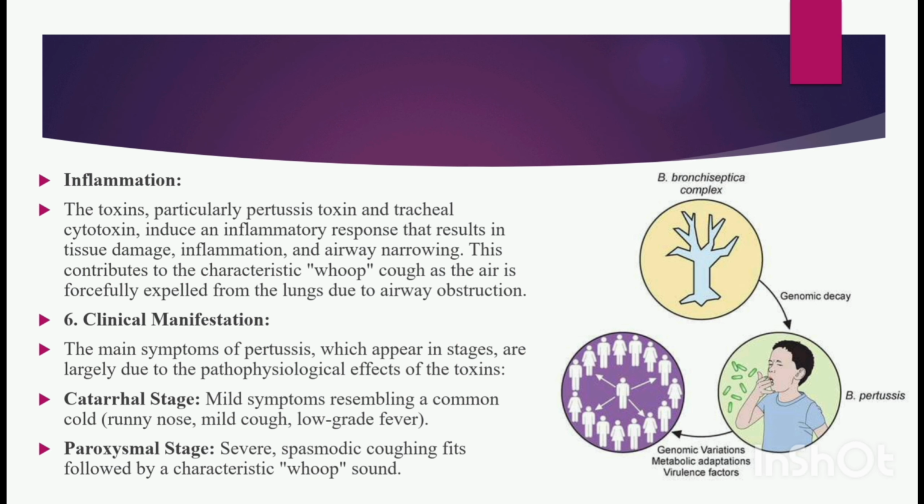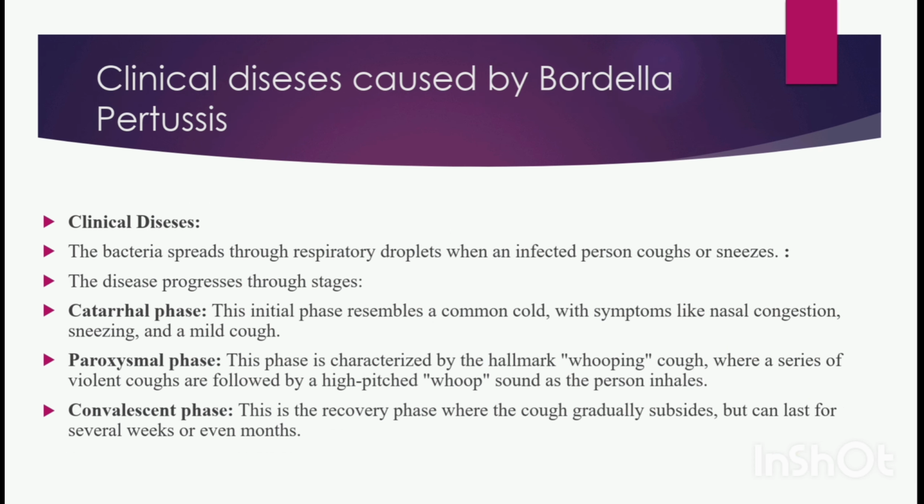Clinical manifestation. The main symptoms of pertussis, which appear in stages, are largely due to the pathophysiological effects of the toxins. Catarrhal stage: mild symptoms resembling a common cold, runny nose, mild cough, and low-grade fever. Paroxysmal stage: severe spasmodic coughing fits followed by a characteristic whooping sound. Clinical disease. The bacteria spread through respiratory droplets when an infected person coughs or sneezes. The disease progresses through stages: catarrhal phase, paroxysmal stage, and convalescent phase.